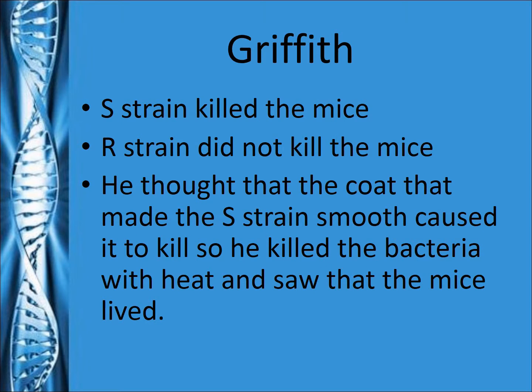Griffith did a series of 4 different groups taking a look at these pneumonia bacteria. The first group was the S strain, and when he injected that into mice, he found that the mice died. The second group had the R strain, and when he injected those into mice, he found that the mice lived. The third group, he took the S strain and he killed the bacteria by heating it up to a temperature at which it can't live, and he saw that when he injected those heat-killed S bacteria into the mice, they actually lived.